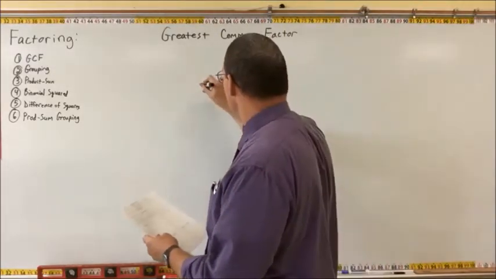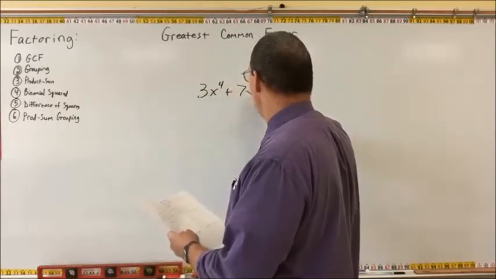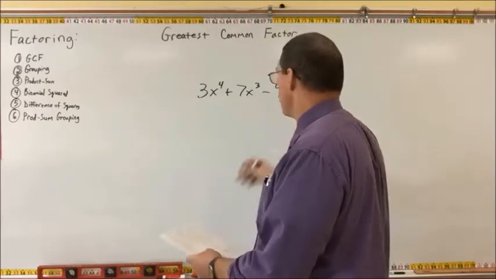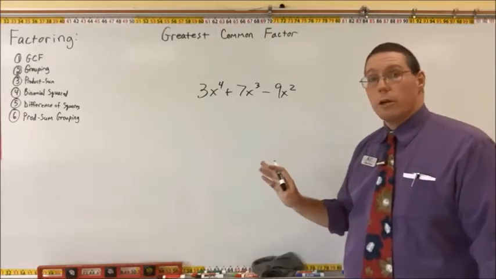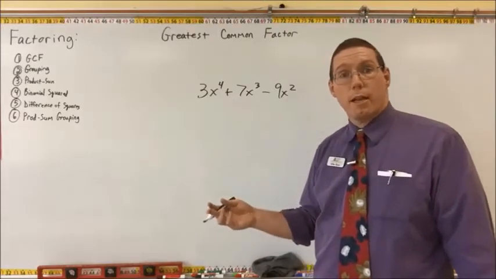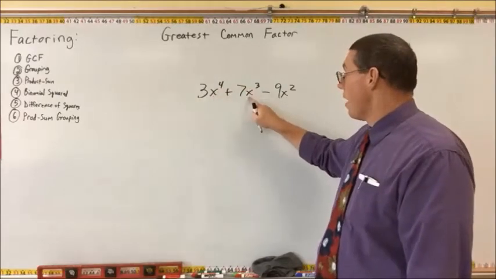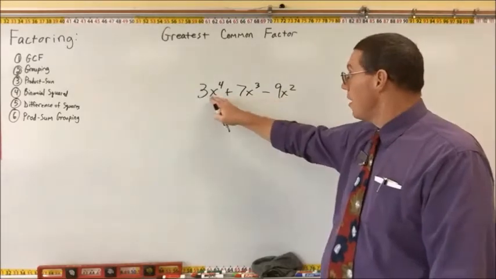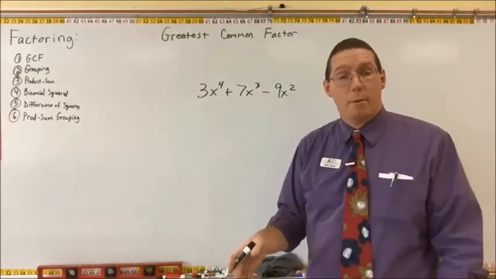Let's do 3x to the 4th plus 7x to the 3rd minus 9x squared. Okay? So in this case, again, we're going to look, is there a variable in every term? There's x to the 4th here, there's x to the 3rd here, and there's x squared here. So there is a variable in every term, so that means that we can factor out a variable.